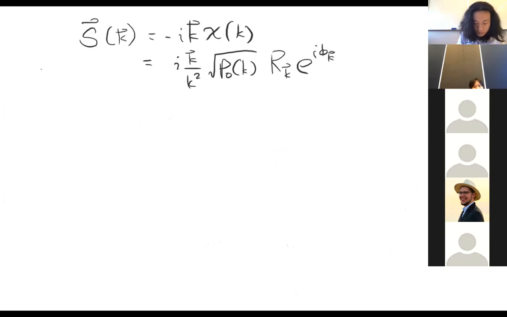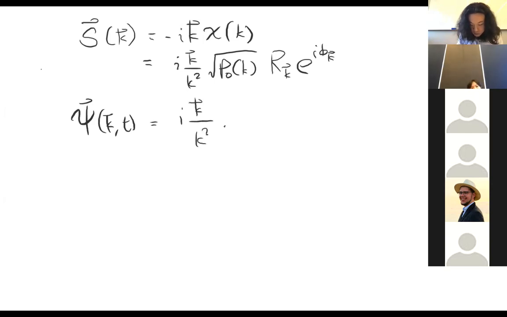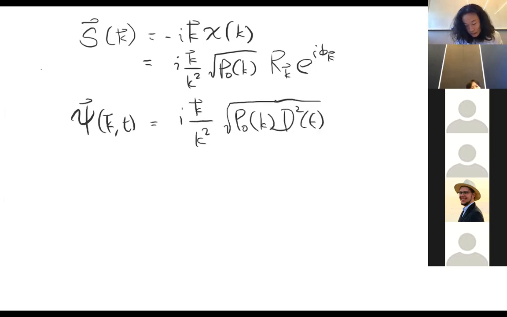And the whole displacement field psi in K space is given by i K on K squared, square root of P naught of K, times the D squared of t. Remember, psi is given by D times S, but I'm now putting a D inside the square root, times R of K e to the i phi K.